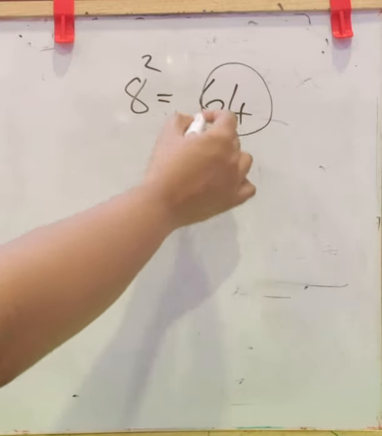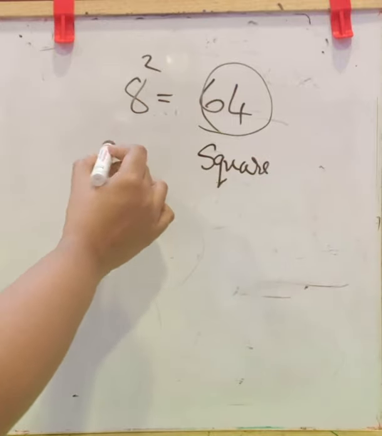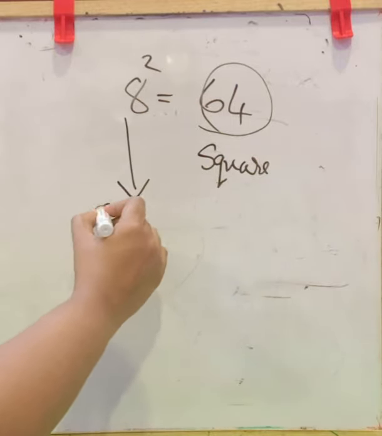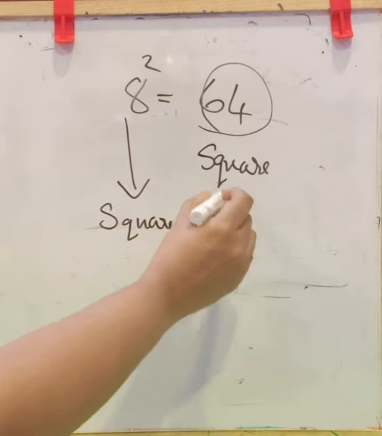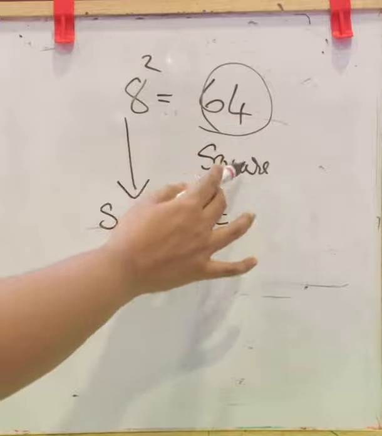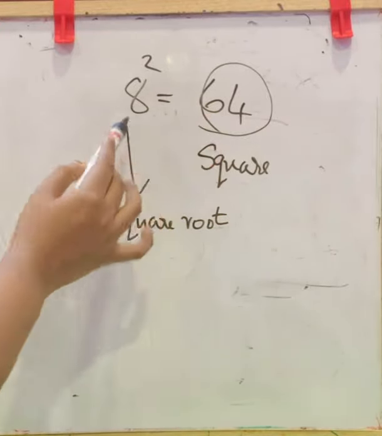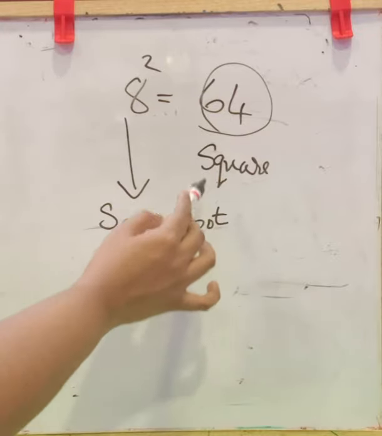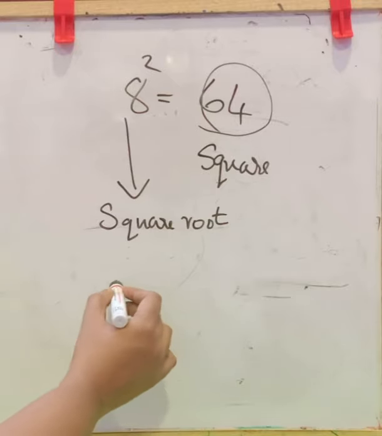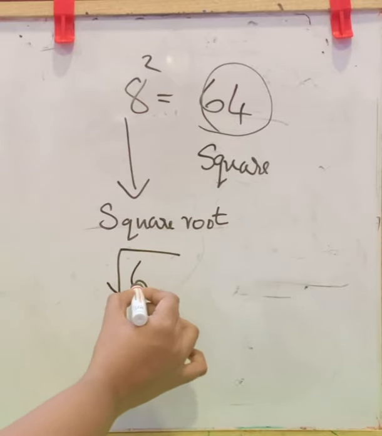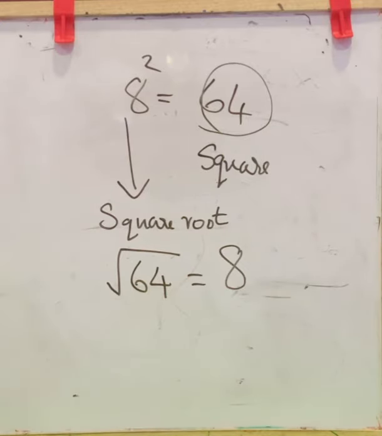Here 64 is a square number and 8 will be here the square root of 64. 64 is a square number, and which number is multiplied to get the square number? 8. So 8 will be the square root of 64 and we can write it like this: square root of 64 equal to 8. This is the way we represent square root.